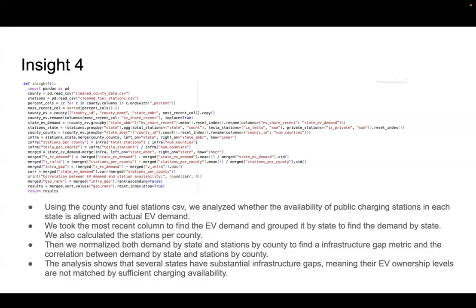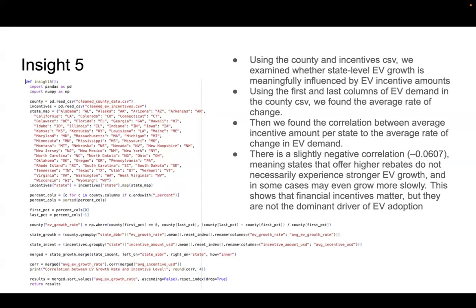Finally, Insight 5, we use the county and incentives CSV to examine whether state level EV growth is meaningfully influenced by EV incentive amounts. So we use the first and last columns of EV demand to find the average rate of change. Then we found the correlation between average incentive amount per state to the average change. And we found that there's a slightly negative correlation, meaning states that offer higher rebates do not necessarily experience stronger EV growth. So financial incentives might matter, but are not the dominant driver of EV adoption.